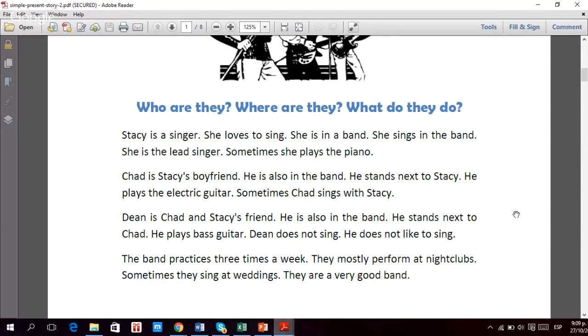The band. Stacy plays the electric guitar. Chad sings. Dean and Stacy's friend in the band. And next to Chad, bass guitar. Does not sing. He does not like to sing. The band practices a week. Only perform at nightclubs. They sing at weddings. A very good band.